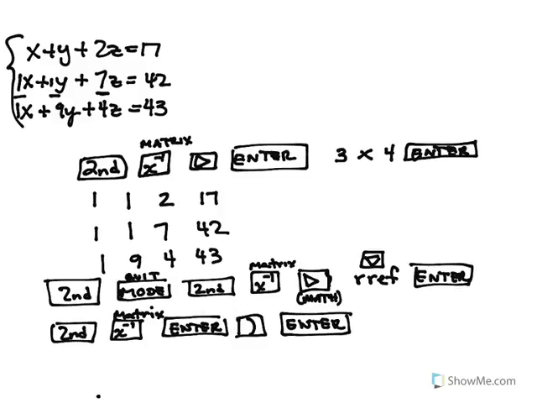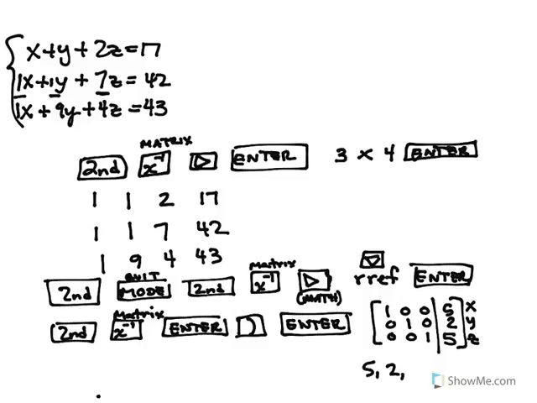When you do that, you should get a matrix that looks like this. What that means is 5, 2, and 5 represent your X, your Y, and your Z. So your answer is going to be 5, 2, and 5. And that is how you're going to solve systems with 3 variables. And math is easy. Enjoy.